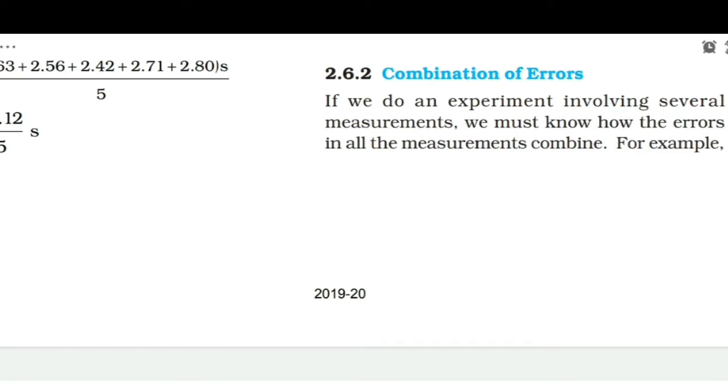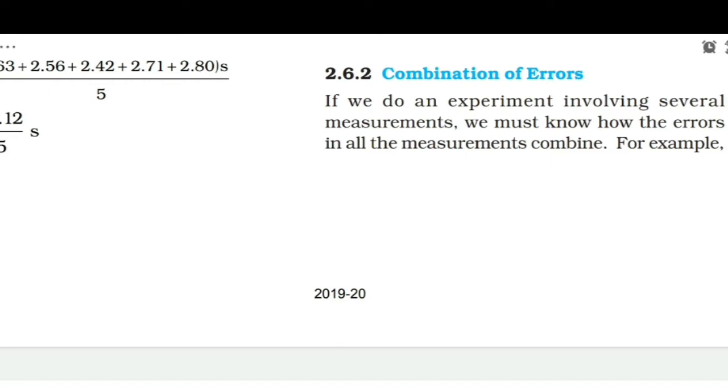For example, we want to find the perimeter of a rectangle. You know the expression is 2 into (L plus B). So to get the perimeter, first you need to find or measure length and breadth. So you'll have the error in length and error in breadth. So when you add length and breadth, what to do with the errors in length and breadth? That's what we are discussing under combination of errors.